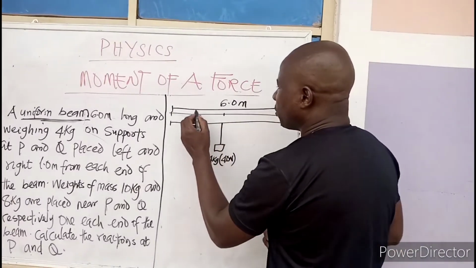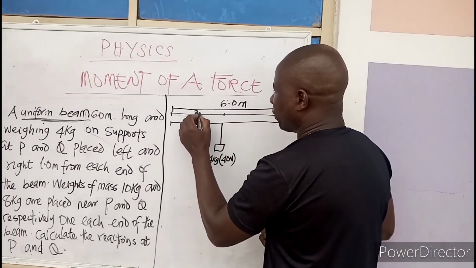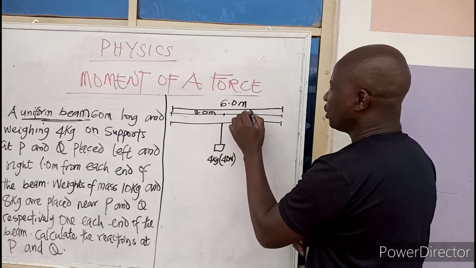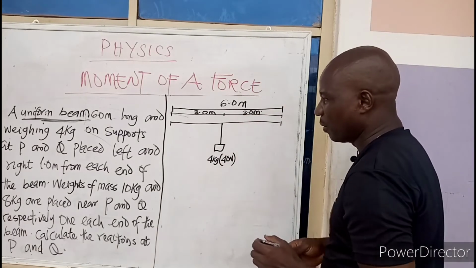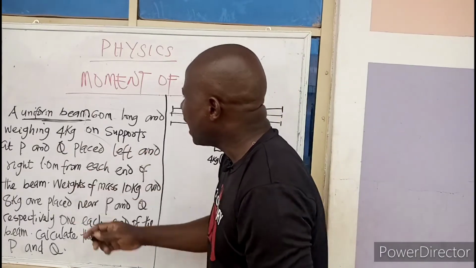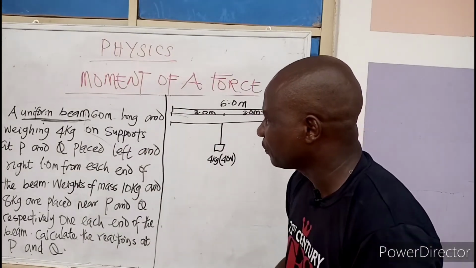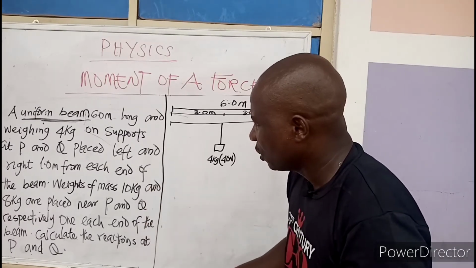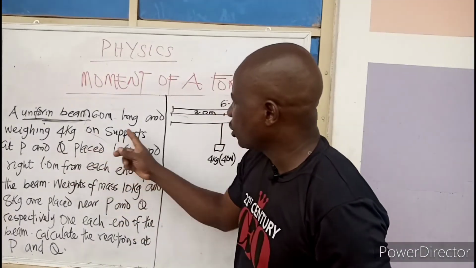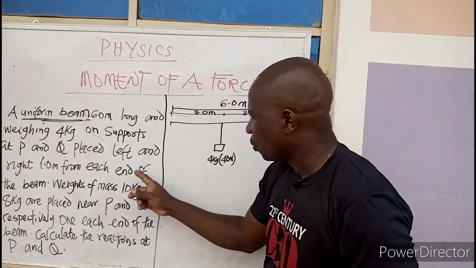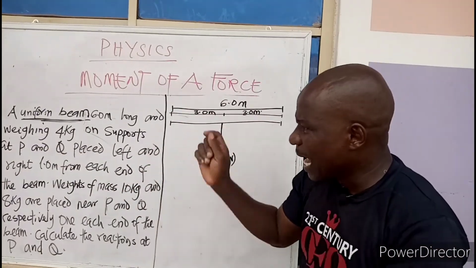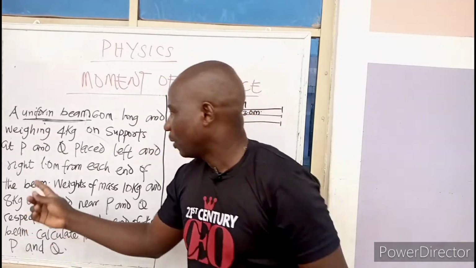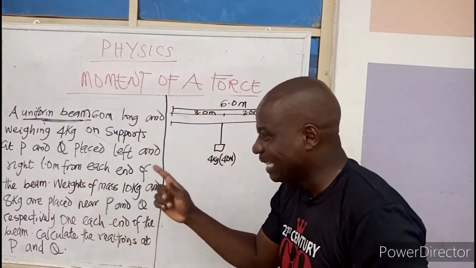Class, where is the weight going to act? It's going to act at 3.0 meters. This side too is going to be 3.0 meters. So we are here now. Now, they said placed on the supports P and Q, placed left and right. Where? 1.0 meter from each end.